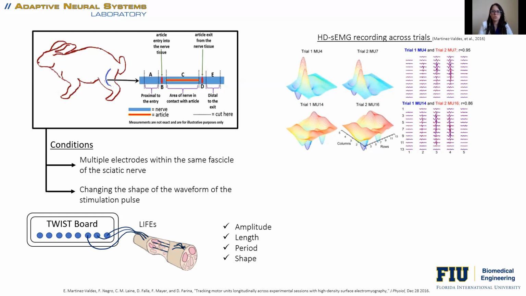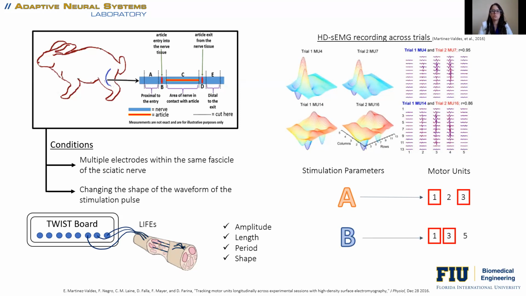If we have a stimulation with parameters A and identify motor units 1, 2, and 3, and we have stimulation with parameters B, where 1, 3, and 5 are identified, as a result, we have two motor units that are present using both stimulation parameters. In addition to EMG, kinematics and kinetic testing will be performed to assess the selectivity of our model.